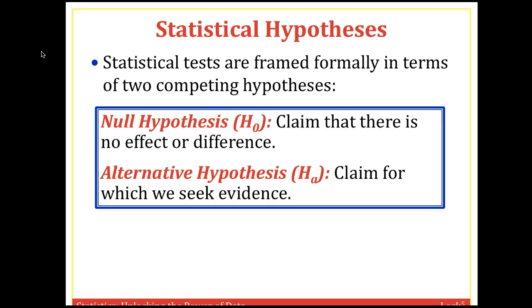All right, welcome. We were talking about hypothesis testing in the last video, so we're continuing on section 4.1 in the textbook. We're looking at two competing hypotheses in order to test some claim. The null hypothesis is the claim that there's no effect or difference, and the alternative hypothesis is the claim for which we seek evidence.